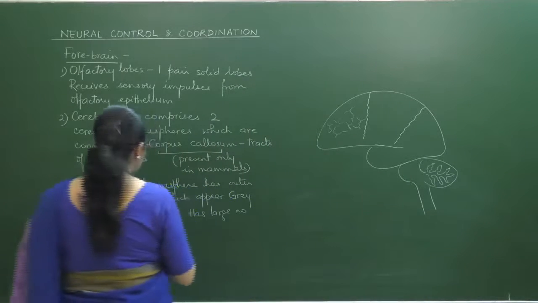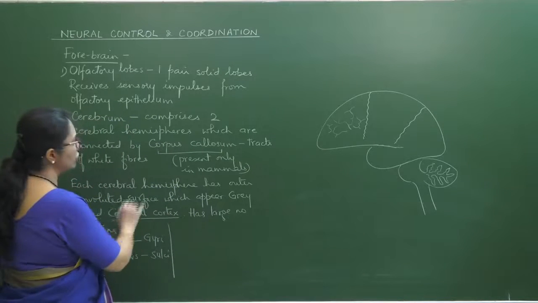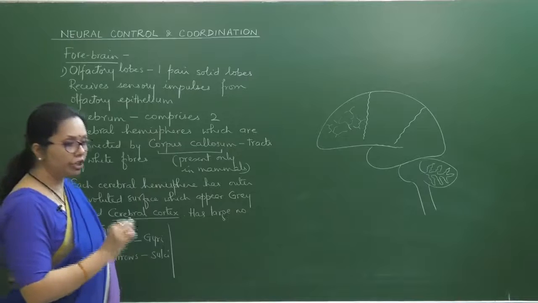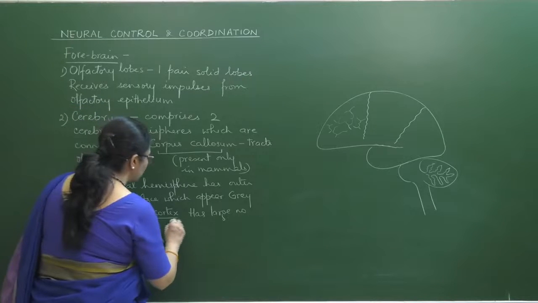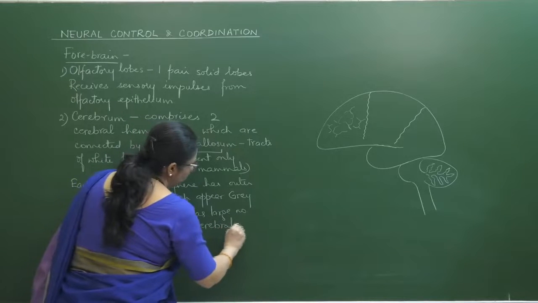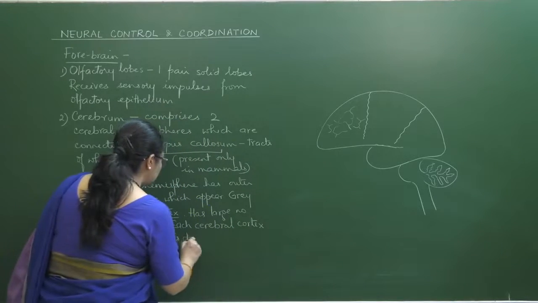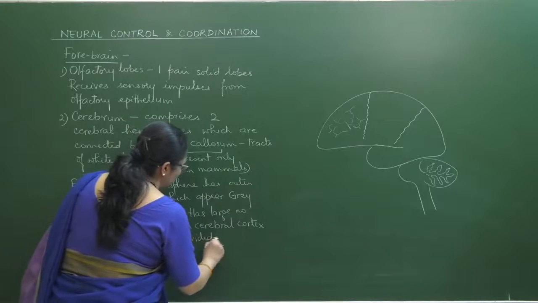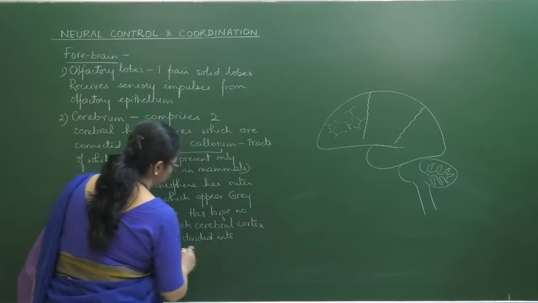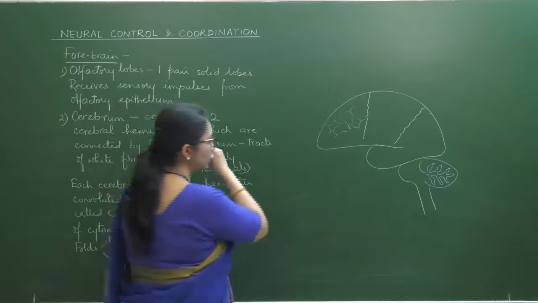Here let me first mention one thing, that each cerebral cortex, that means for each cerebral hemisphere, each cerebral cortex is divided into 4 lobes. Okay, so let us mark these lobes.